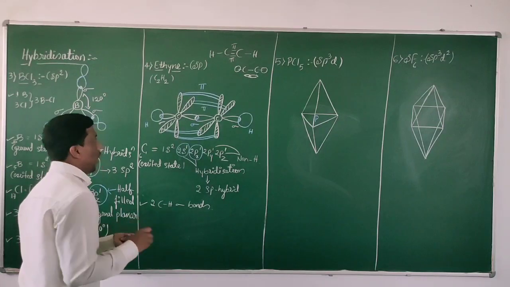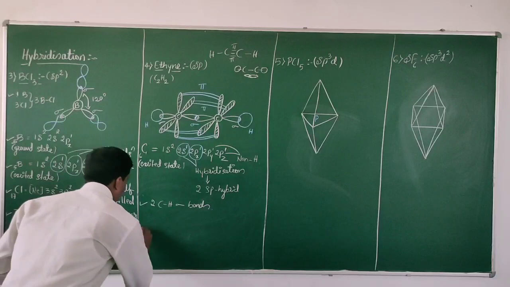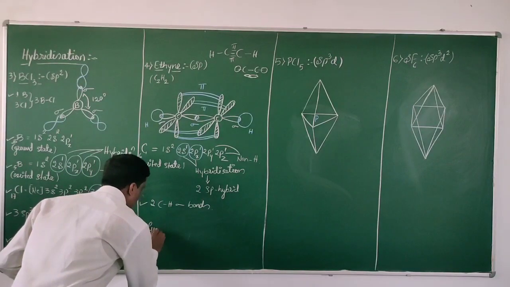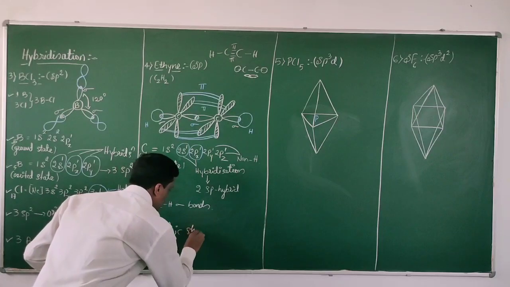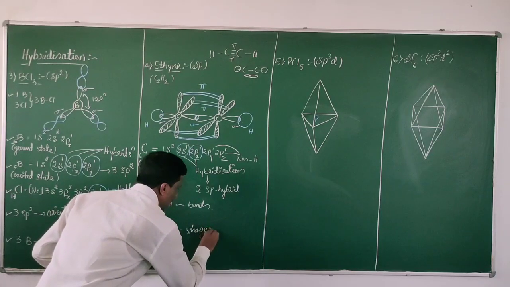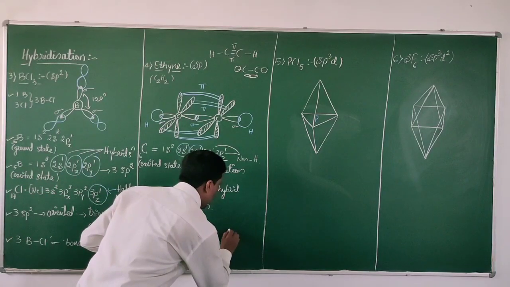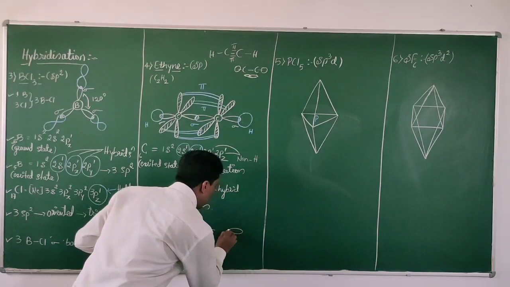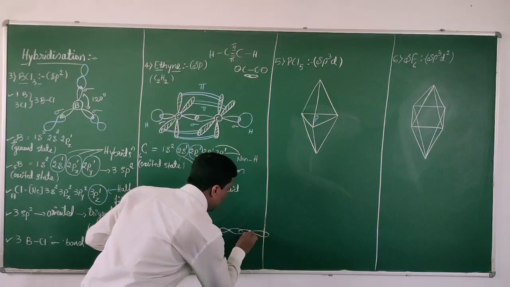Here I want to tell only one thing, that is the geometric shape of the ethyne molecule, that is like this. Okay, how are the orbitals? Here is one orbital, here is one orbital, here is one orbital, here is one orbital.